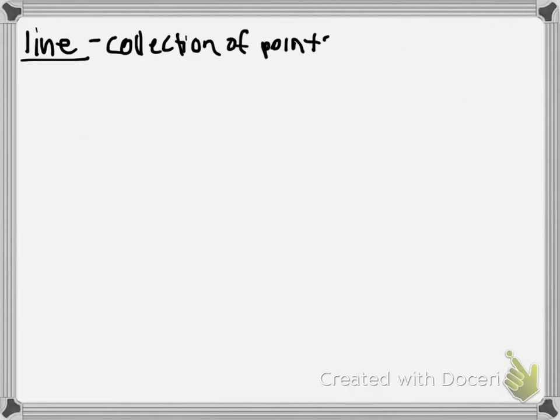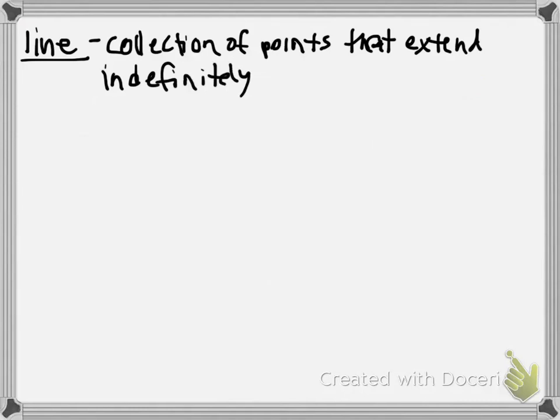So our next definition is going to be the word line. So remember, this is our third vocab card you're making at this point. So a line is a collection of points that extend indefinitely. That means forever and ever. In opposite directions.